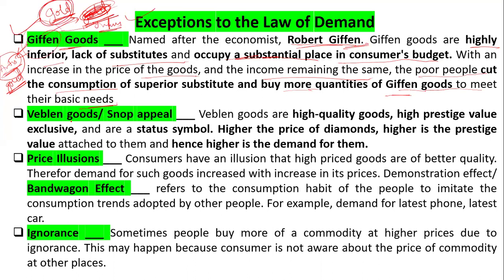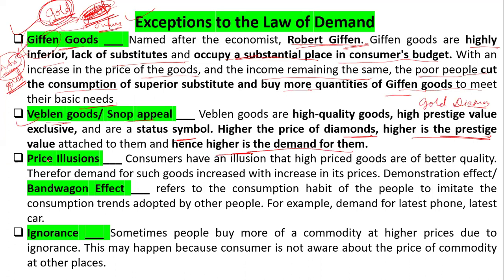So here, the next goods are Veblen goods, or the snob appeal. Veblen goods are high quality goods with high prestige value, okay? That means gold, diamond. So these are the Veblen goods. They are status symbols: the higher the price of the diamond, the higher the prestige value attached to it, and hence the higher is the demand for them.